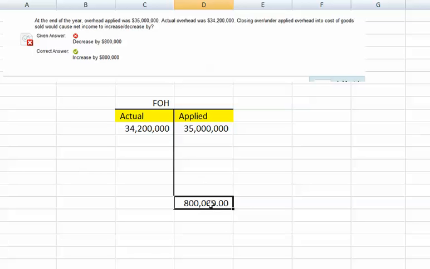Well, if I'm going to be crediting, to do this I have to debit the factory overhead. So I'm going to be crediting the cost of goods sold. If I'm crediting cost of goods sold, that's reducing my cost, and therefore the net income is going to be increased. And so the correct answer would be increase by $800,000.